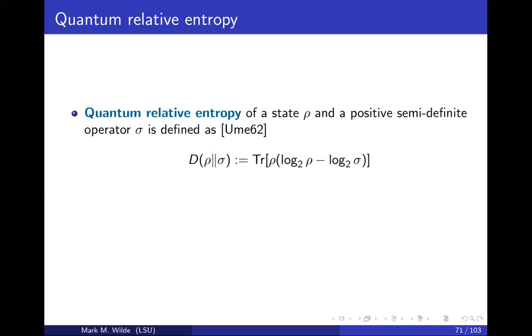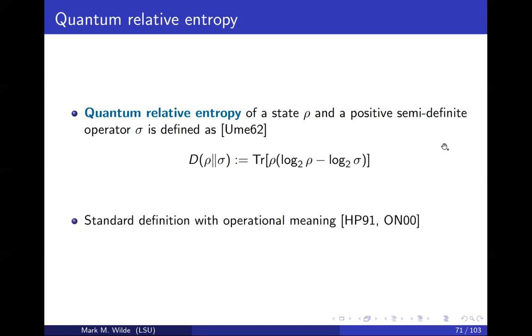So the relative entropy is a different measure of distinguishability from trace distance, and it's defined in terms of this formula. This part kind of looks like the von Neumann entropy up to a minus sign. But then you subtract this, sometimes called cross entropy, trace of rho log sigma. Okay, so this is the standard definition of quantum relative entropy. This quantity itself does have a physical meaning in what's called asymptotic quantum hypothesis testing, but we're not going to get into that.